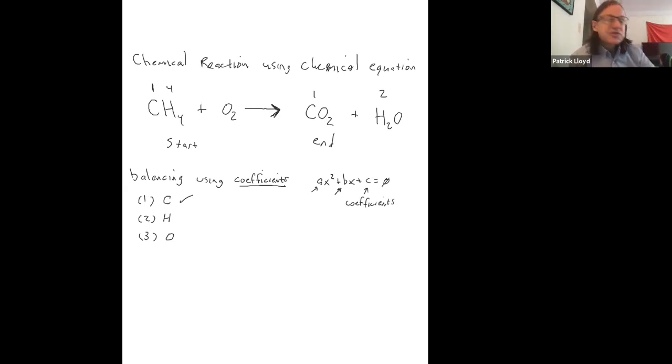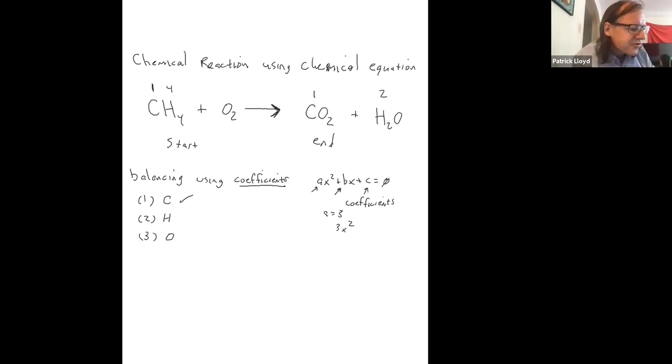And those coefficients go in front of the variable, right? Well, same thing here. You can think of the CH4, the symbols, and O2 and CO2 and H2O, those compounds, those reactants and products, as the variables x. So you put coefficients in front of them. So if I were to say a equals 3, then what that means is you have 3x squared, right?